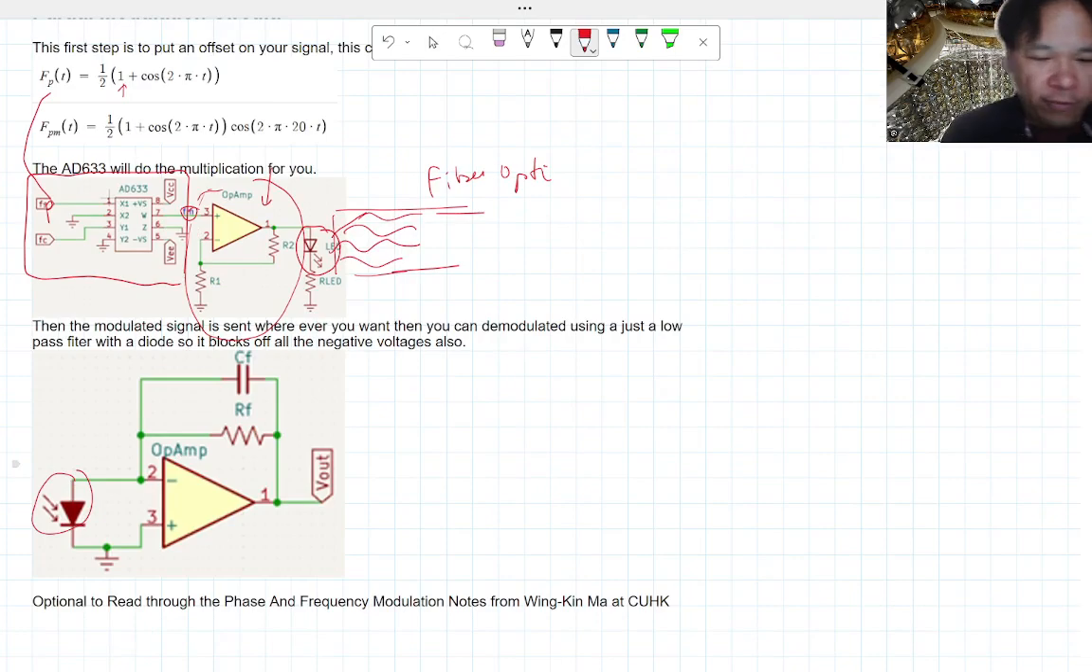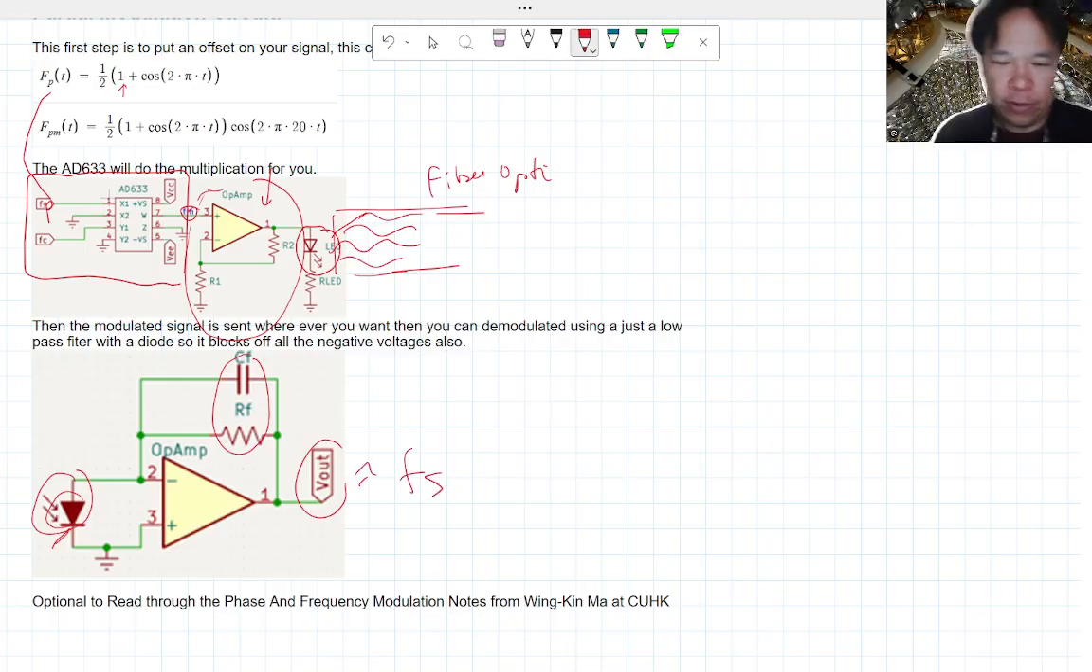Okay. What the receiver does is it basically just detects the signal. It's just a detector, which is a photodiode. And the nice thing is that, well, we already have a diode in the system, so it knocks out all the negative voltages. And then you basically put this through a low pass filter, and then the output will be basically whatever your signal is, which is really nice.